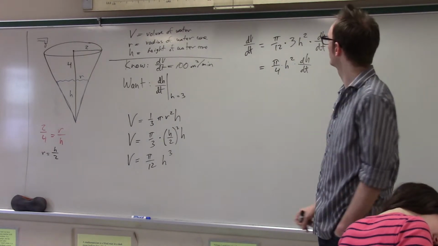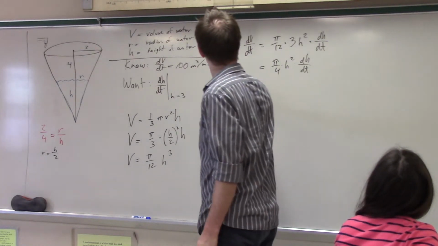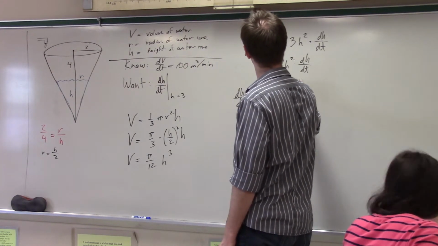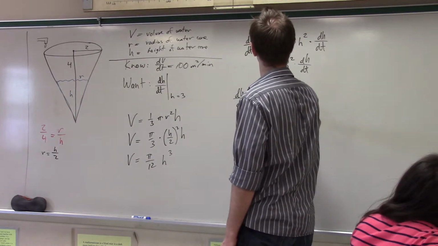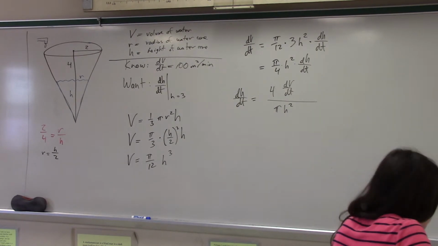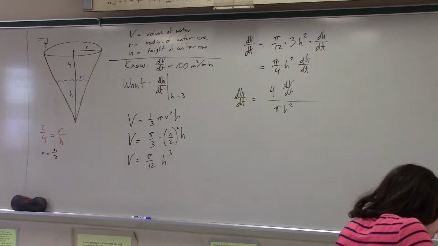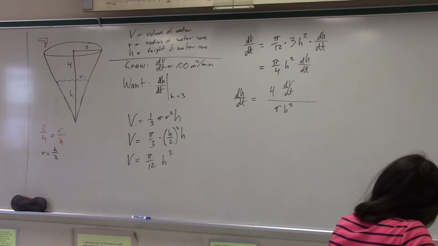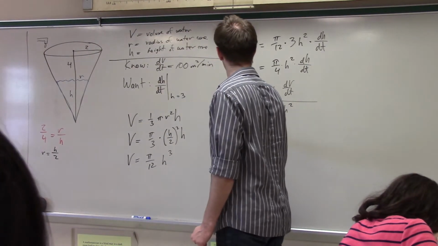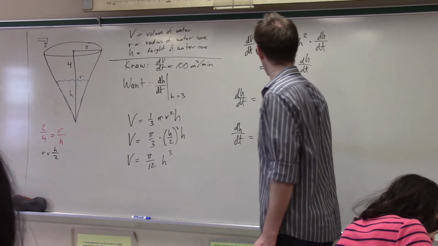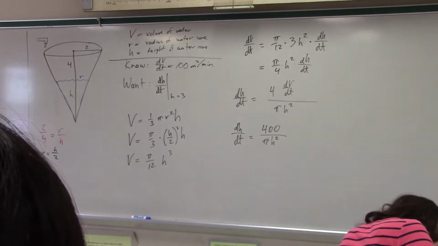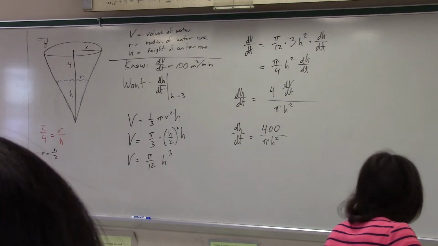I got that, cool. And thus, I always solve for dH dt, even though it's not totally necessary, but this is 4 dV dt over pi h squared. Someone back me up there. Yeah. Okay, and now, of course, I know what dV dt is, it's just 100. So dH dt is actually just 400 over pi h squared. And that's a formula which will just give me the rate of change of the height in terms of h.